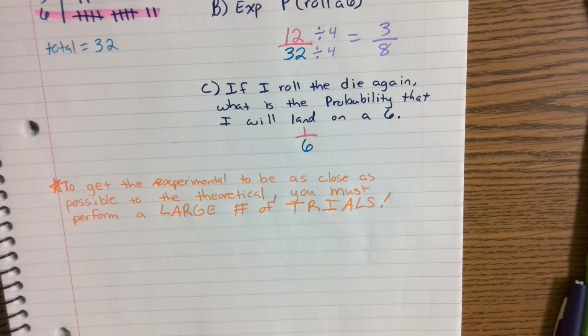So if I flip a coin 10 times, I might land on heads 8 out of 10. But then maybe I flip it 100 times. Maybe I get to, I don't know, 60 out of 100. Then I flip it 1,000 times, maybe I get to 528 out of 1,000. The more times I flip it, the closer I'm going to get to that 1/2 mark.